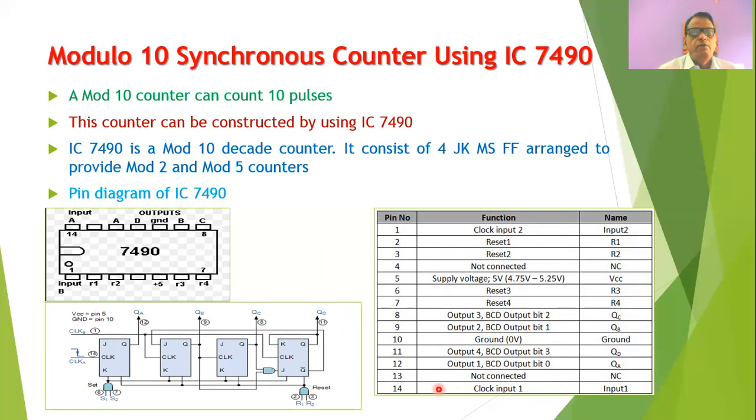So whenever we want to construct the mod 10 synchronous counter, then one can say that the diagram for the mod 10 synchronous counter will be something like this. Initially, we will apply the clock pulse to all the flip-flops simultaneously. As I told you, this is a mod 2 counter and this is a mod 5 counter, and both the counters are connected together so that we can obtain the mod 10 counter.